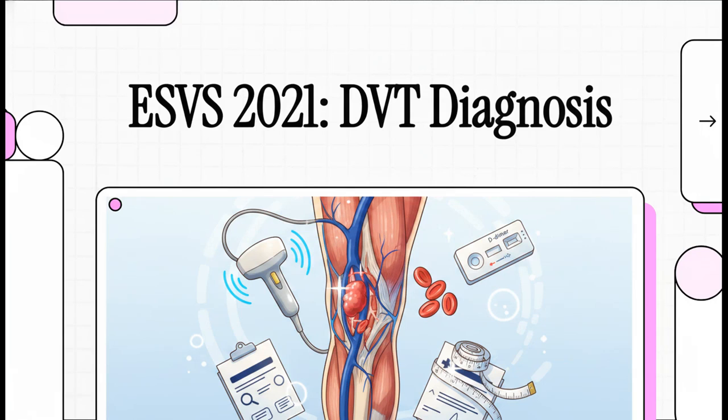Welcome to the Explainer. Today, we're bringing you a super complete, high-yield deep dive specifically curated for medical specialists. We're unpacking Chapter 2, Section 2.2 of the European Society for Vascular Surgery, or ESVS, 2021 Clinical Practice Guidelines. Our absolute focus today? The exact diagnostic and investigational pathways for lower extremity venous thrombosis.